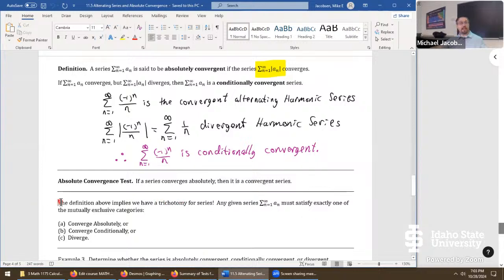Then, in our definitions, we have the trichotomy. Any series you put down on paper, anything whatsoever, can do one and only exactly one of the three. It could converge absolutely, converge conditionally, or it could diverge. And by the way, there's a really short blurb at the very end of section 11.5. It's kind of technical, but it's just a really quick write-up.